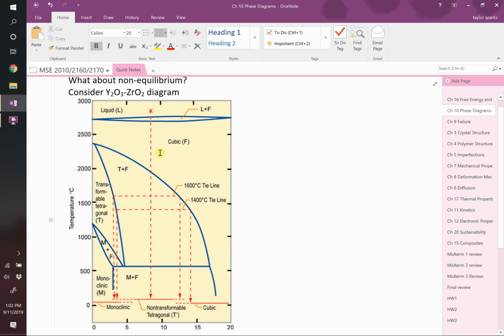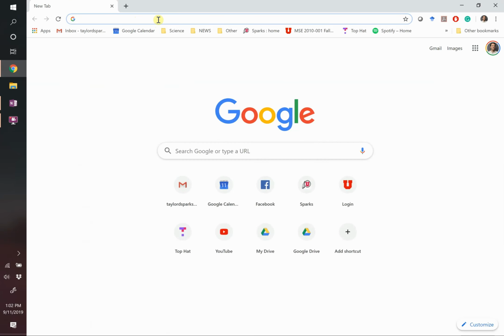It's as if this whole part of the diagram just disappears. It looks instead like this, like your diagram just continues down. Like all this stuff is gone, and you just have this line gone, and you just keep your T plus F phase. Why do we care about that? This allows us to have one of the coolest ceramic materials of them all, which is yttria stabilized zirconia, YSZ.